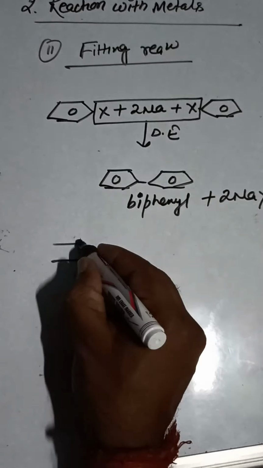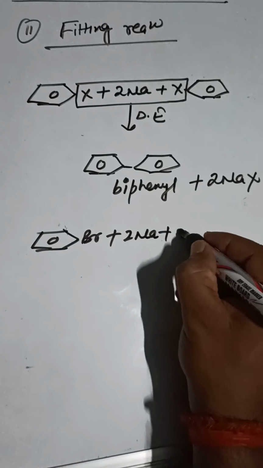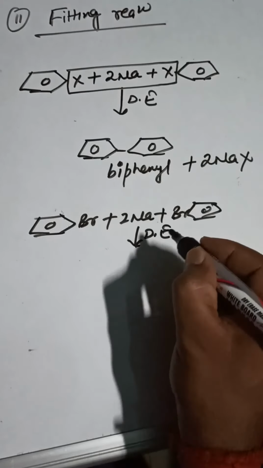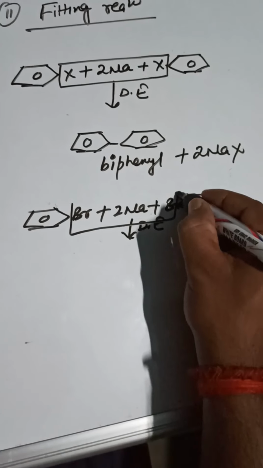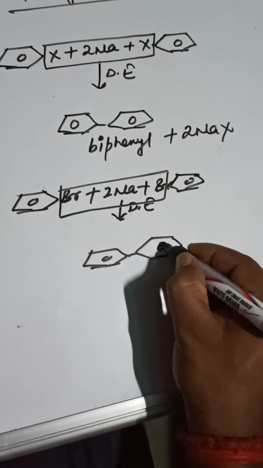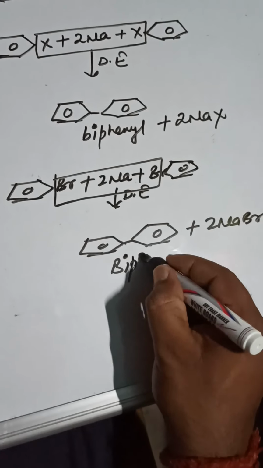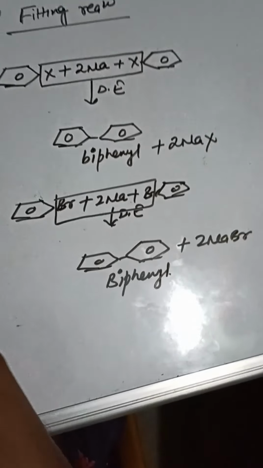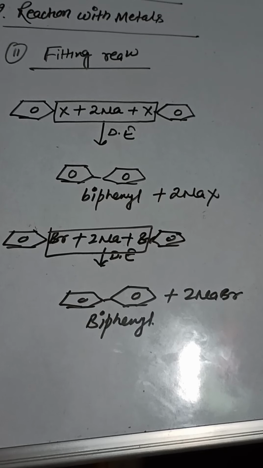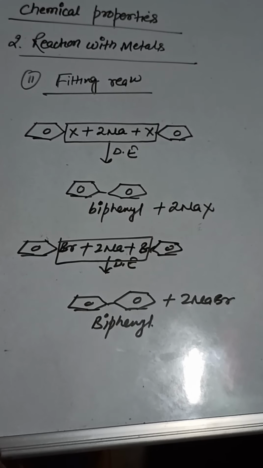Suppose we change: Br plus 2Na plus Br in the presence of dry ether. Then what will happen? The halogens are abstracted, then the rings fuse at the para position to give 2NaBr. This is called biphenyl. So the Fittig reaction: when 2 molecules of haloarenes are treated with sodium metal in the presence of dry ether to give biphenyl is called the Fittig reaction.